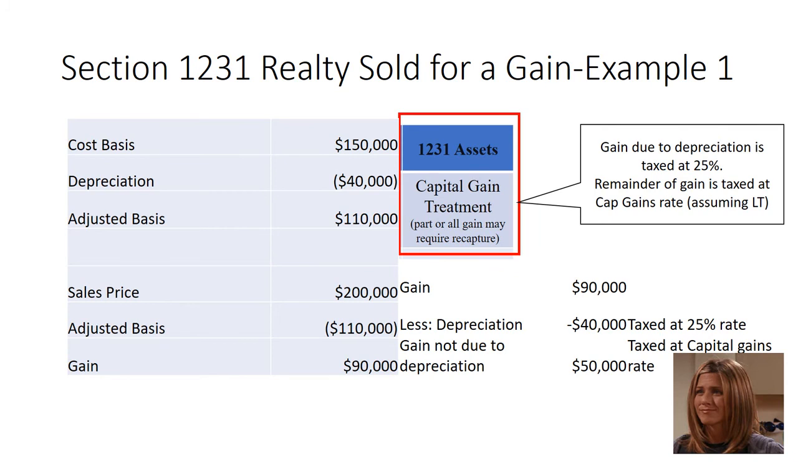Now, the reason this is done is because when depreciation is taken, Rachel got an ordinary deduction off of her income taxes. And so when she has a gain, the portion of the gain due to depreciation will be taxed not at ordinary income rates, but at a 25% rate. And we don't even have a 25% bracket anymore, but that's the way it is.